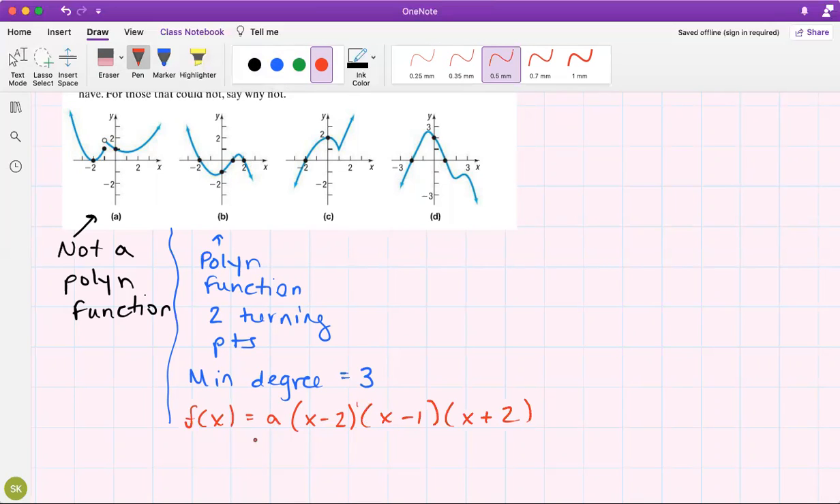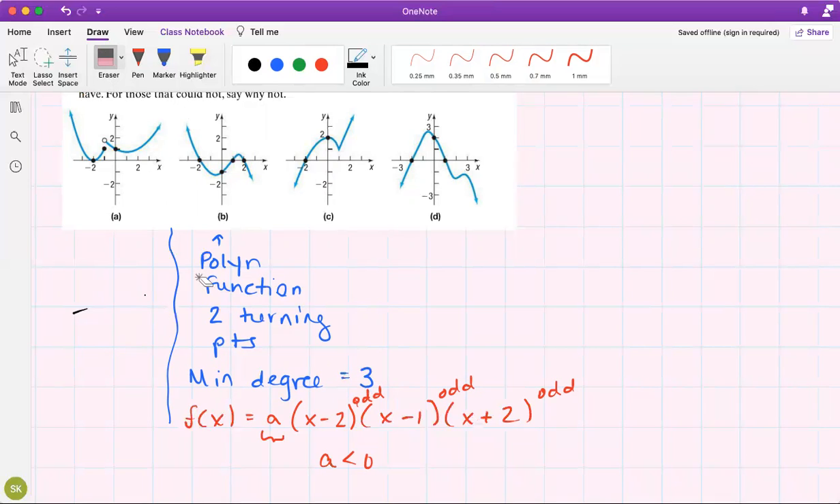Also, we can tell a little bit about the letter A. Notice that this kind of looks like x cubed, but x cubed has been flipped upside down. A has to be less than 0. So this has to be odd, this has to be odd, and this has to be odd. And notice that the number of intercepts is 3, and we had 2 turning points. And if we have at least 3 intercepts, that would tell us that we have at least a degree of 3. So write that down, and maybe try to sketch this. I need to erase it so I can put some information for part C.